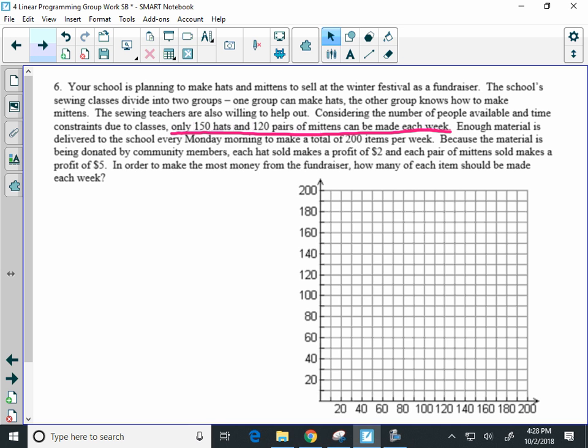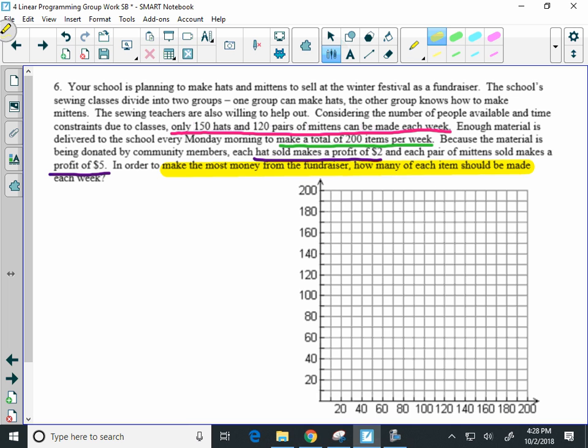Now, the sewing classes do get enough material every Monday to make a total of 200 items per week. Because this material is donated, each hat has a profit of $2, and each pair of mittens makes a profit of $5. Now, this last sentence helps us figure out where to start. In order to make the most money, how many of each item should be sold each week? That helps us find our variables.